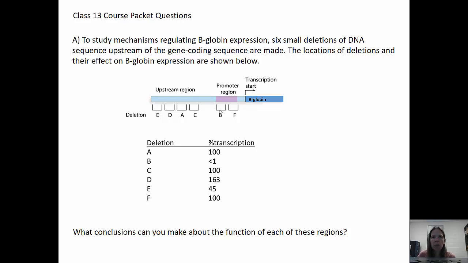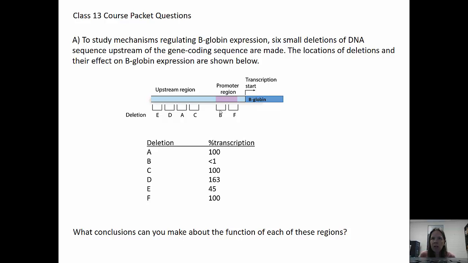And then region E, which is also in the upstream region, has about 45% of normal transcription. So that region could be an enhancer region. So normally an activator protein would bind to that to enhance transcription. When there's a mutation in that region, the protein maybe can't bind or doesn't bind as well, and so you don't get as much enhancement of the transcription, and you only have 45%. And then again, region F has 100% transcription, so it's probably not involved in transcription of this gene.